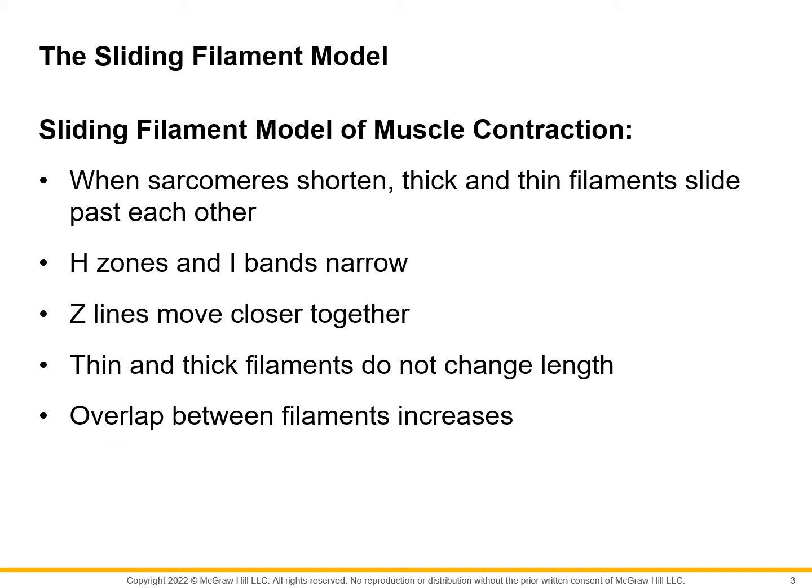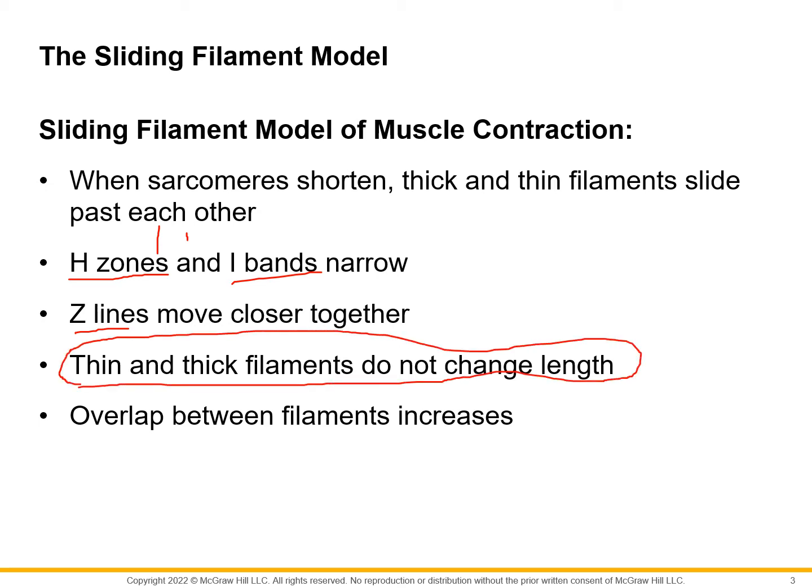Now, the sliding filament model of muscle contraction, or theory, is just that when the sarcomeres shorten, the thick and thin filaments slide past each other. We're going to see how these H zones, the H zone is where the myosin is uncovered, and the I bands where the actin is uncovered, this is going to narrow. The Z lines will move closer together because they're being pulled towards the middle. And then we're going to see that even though the filaments themselves don't change in their own length, there's going to be a look of change because there's going to be more overlap. So the darkest of the bands will be seen much easier.